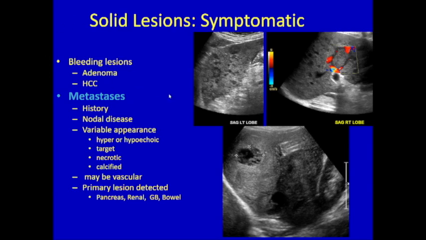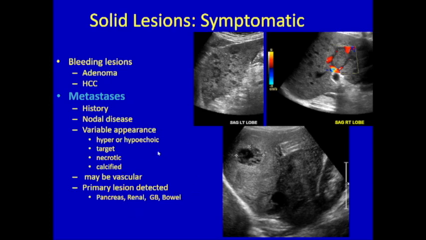So we talked about bleeding. The other thing, the most common thing that I see that's symptomatic is actually metastasis. And how do I figure out that these are METs? Because their imaging appearance is quite variable. I look for history. I look for nodal disease in the adjacent images. If I can see a primary somewhere else in the abdomen, okay?